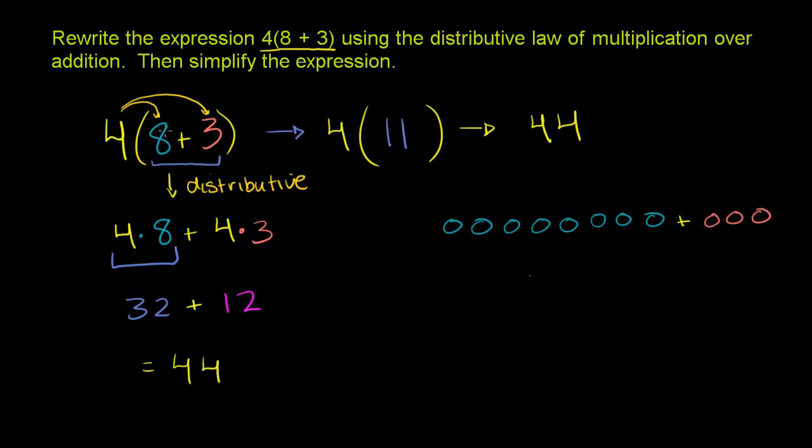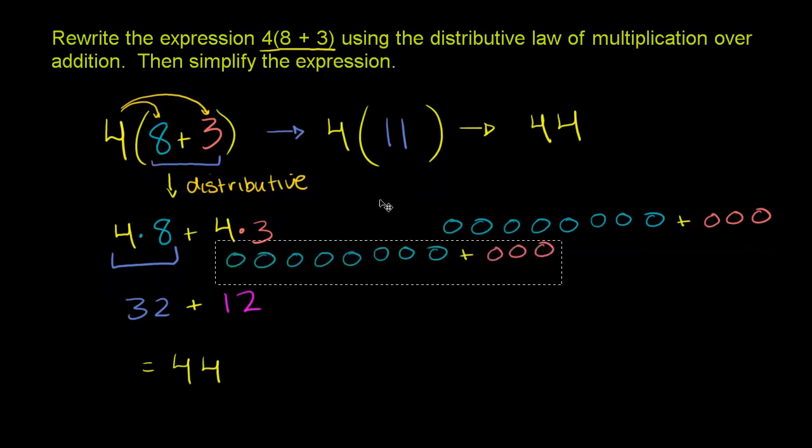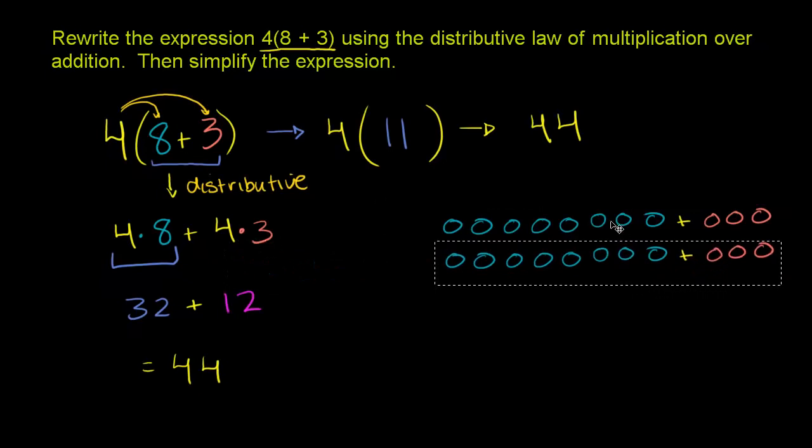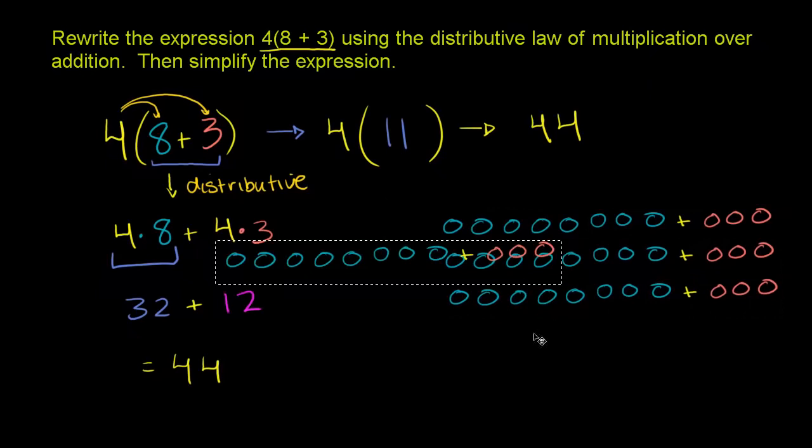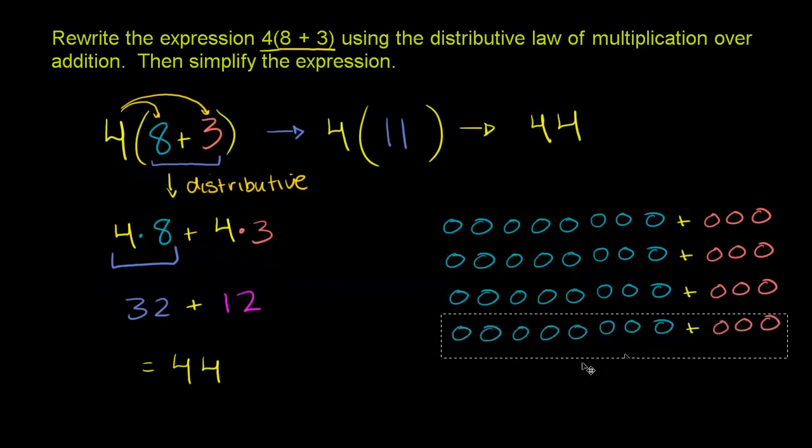Now, when we're multiplying this whole thing times 4, what does that mean? Well, that means we're just going to add this to itself 4 times. So let me do that with copy and paste. Let me copy, and then let me paste. There you go. That's 2. That's 3. And then we have 4. And we're going to add them all together. So this is literally what 4 times this expression, which is 8 plus 3, looks like. We have it 1, 2, 3, 4 times.